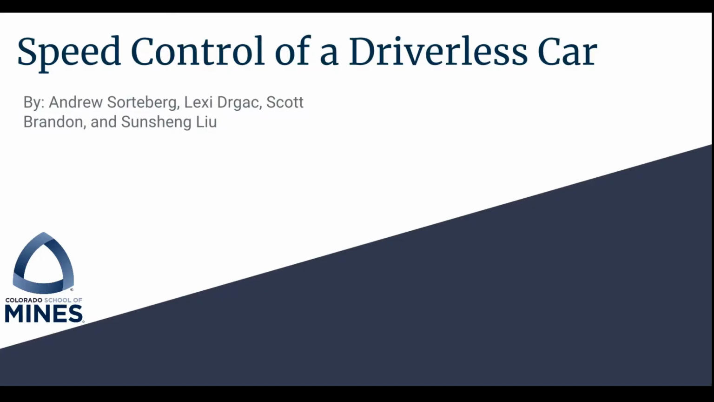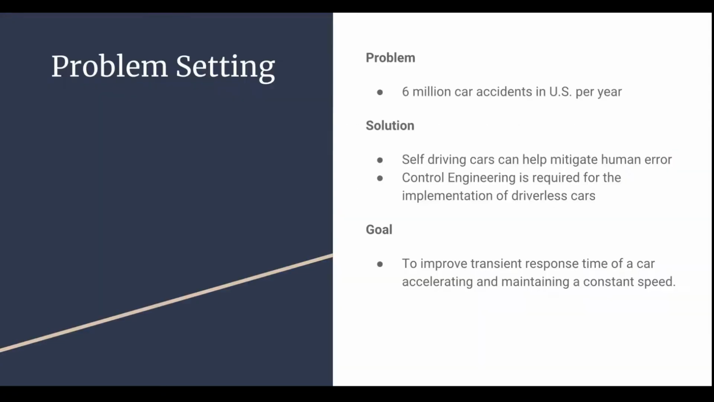Hello! For our project, we decided to model the speed control of a driverless car. On average, there are 6 million car accidents in the United States per year. On a national level, nearly 1.4 million people are killed in or by vehicles per year.